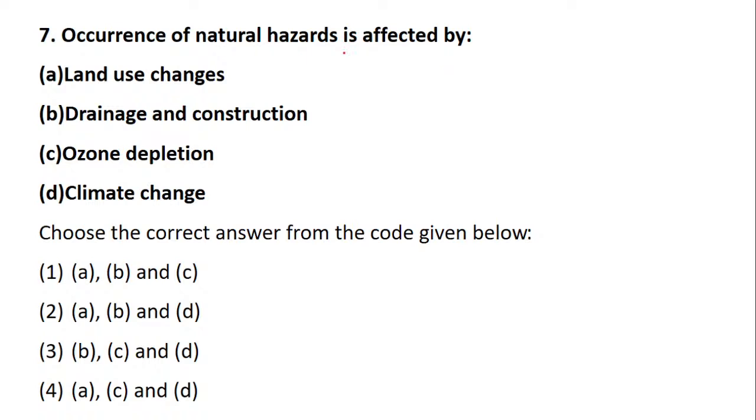Occurrence of natural hazards is affected by what? The occurrence of a natural hazard will be affected by which of the given options: land use changes, drainage and construction, ozone depletion, or climate change. You don't have to take so much stress over this question. It is a basic regular question. Just read it with a relaxed mind: any natural hazard is affected by what from the four options given?